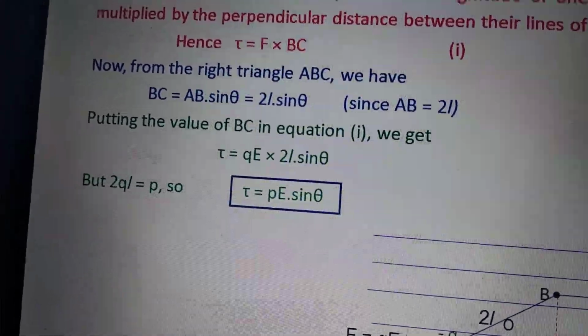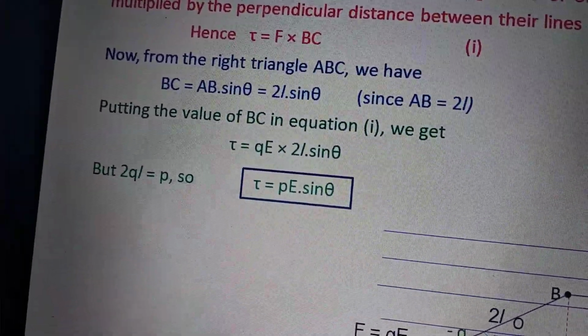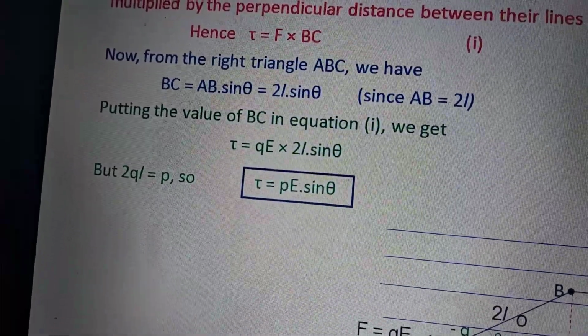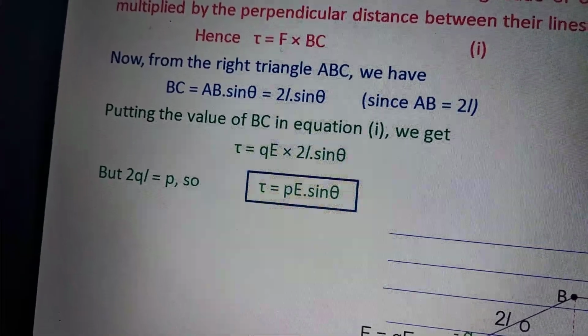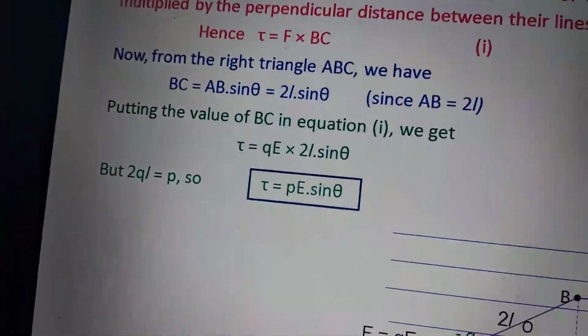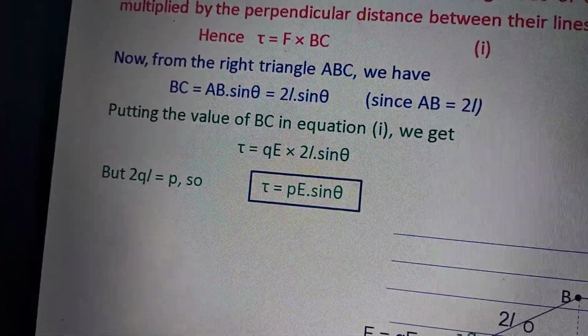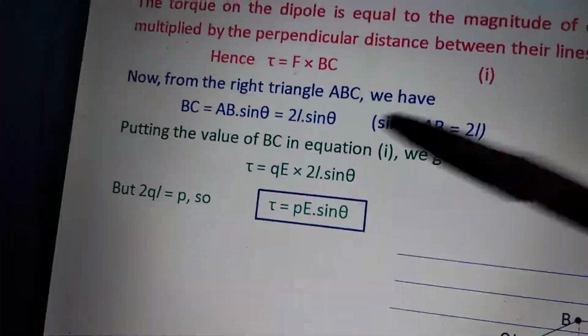Now we know that perpendicular divided by the hypotenuse of the triangle is sine theta, where theta is this base angle. So BC upon 2L is sine theta. Therefore, BC is equal to 2L into sine theta.